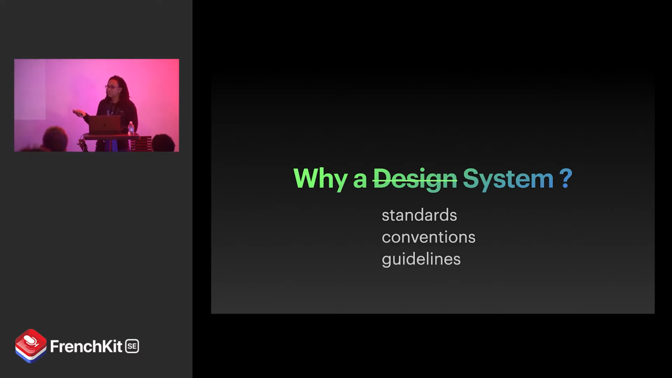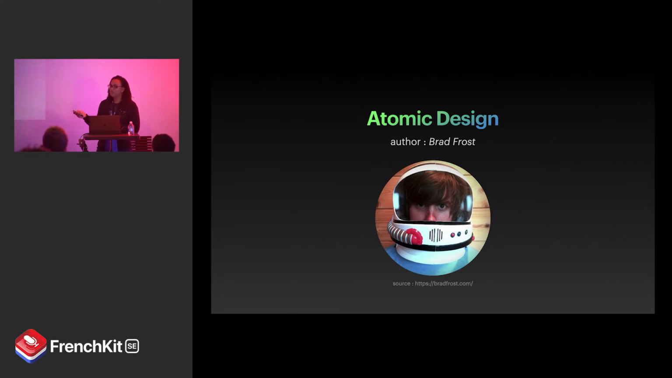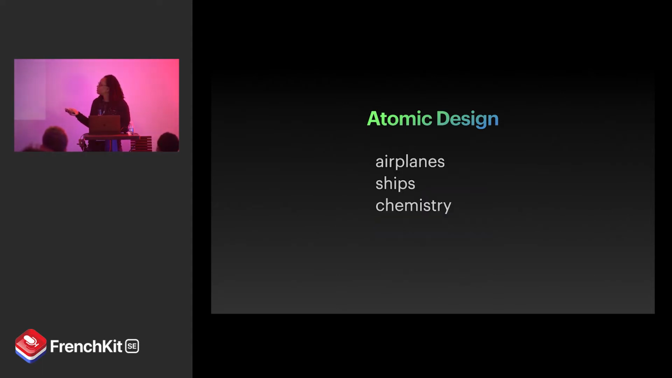And the original author of atomic design, Brad Frost, got the inspiration from other industries like airplanes, ships, and chemistry. So we can imagine that to build a ship or an airplane, you would need a project, a plan, an architecture, instructions, and then engineers to implement the architecture and then the instructions. So this means that, generally speaking, for any project, you need a plan, you need a system.